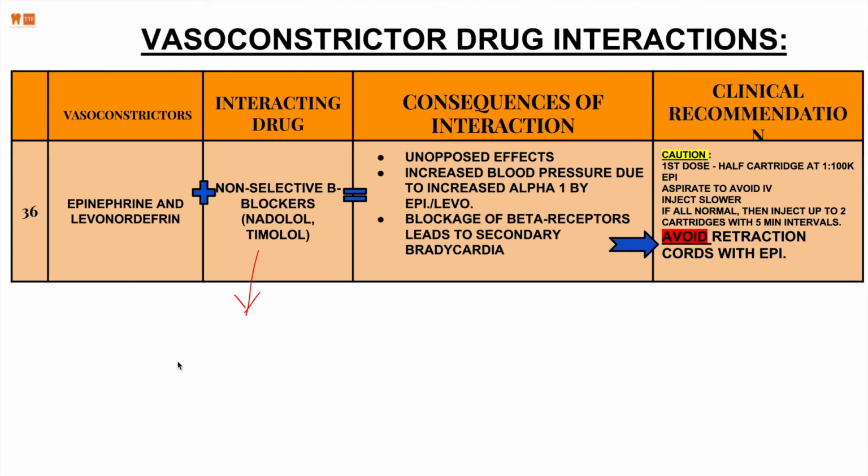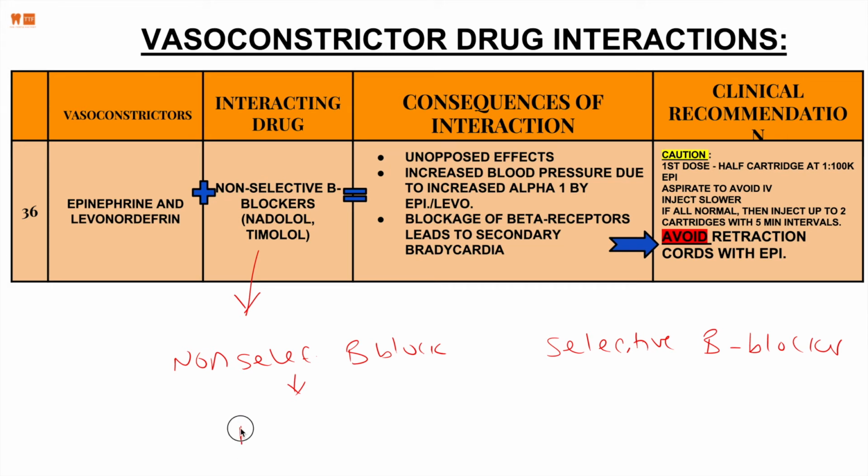How do you remember non-selective beta blocker and selective beta blocker? Very simple trick. Non-selective are anything from N to Z, so nadolol, timolol, right? Selective are A to M. So, for example, atenolol and metoprolol, these guys are selective beta blockers. Just a little side note for fun.